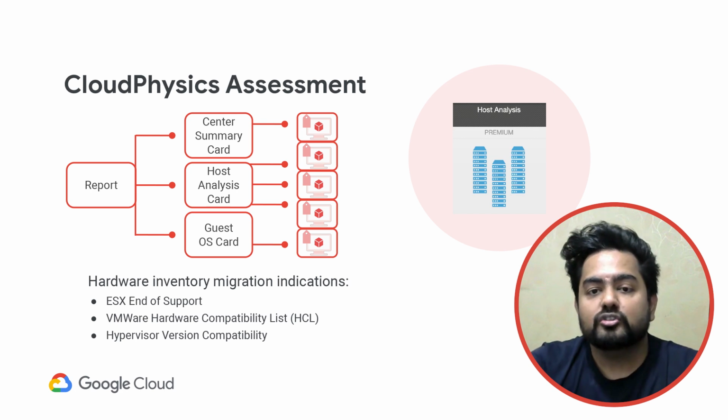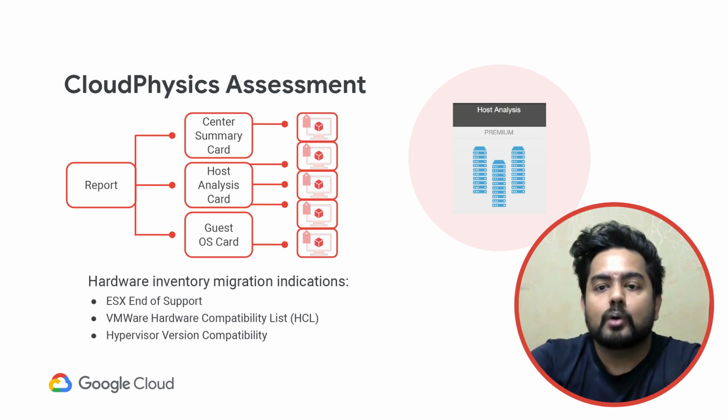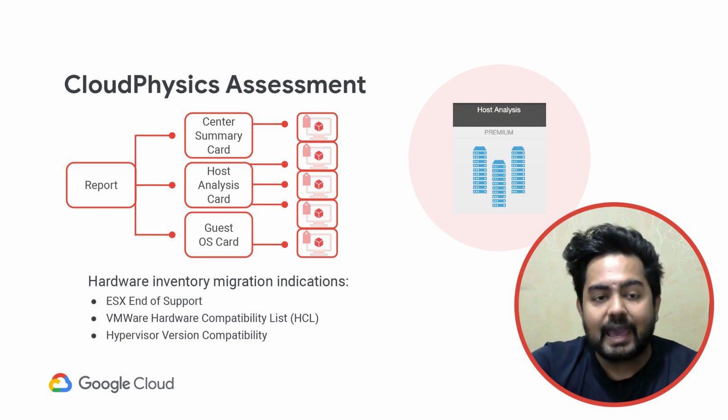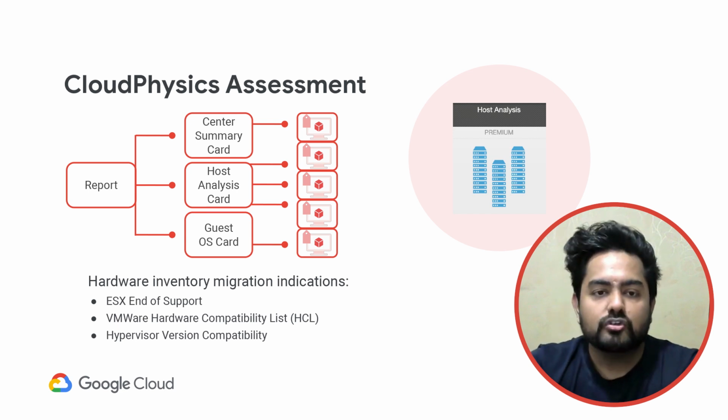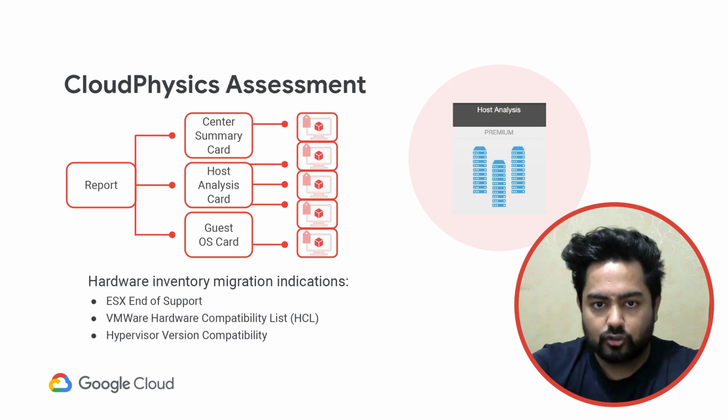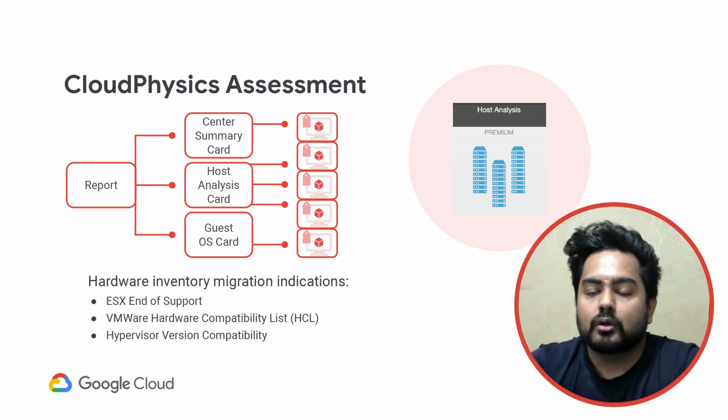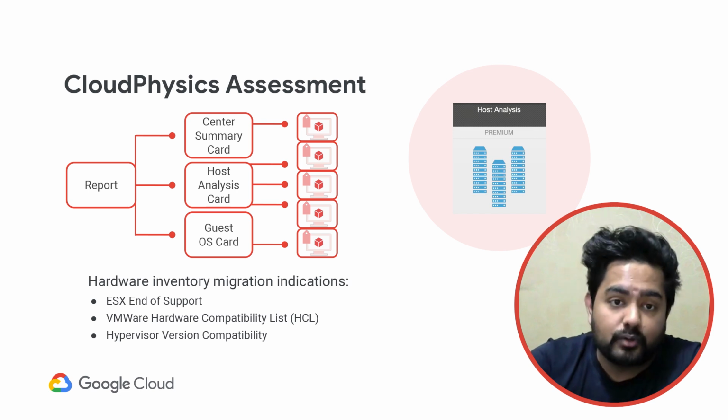Once you explore these cards, the main goal that you would always have is to identify and tag your virtual machines which are suitable for migration, maybe harder to migrate, or finally, that should remain on-prem, right?